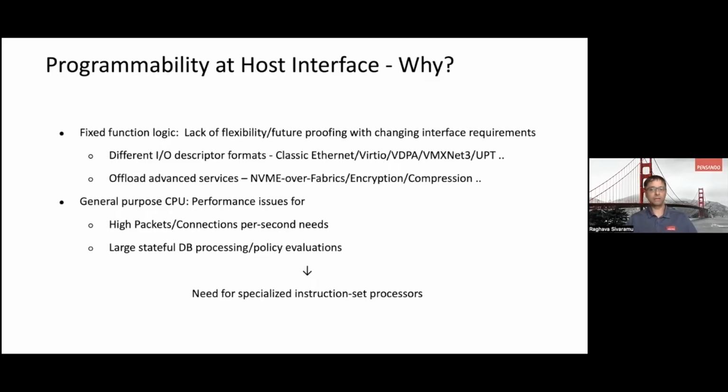The VMXNET UPT is the VMware-specific virtual NIC use case, with universal pass-through, where VMs can bypass the hypervisor and communicate with the NIC device directly. So the handling of all these types of messages from the drivers, or the descriptor formats, leads to a scenario where you want the flexibility of programming, handling, or interpreting the messages differently.